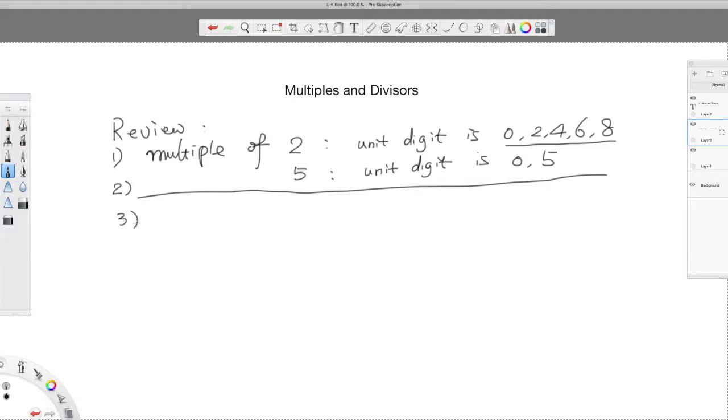And let's look at, instead of 2, let's think about 4, a multiple of 4. And the way we're using the unit digit, this thing is extendable. A number is a multiple of 4 if and only if the last 2 digits are a multiple of 4.